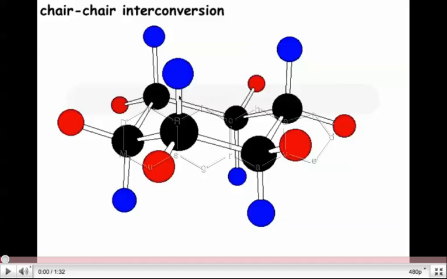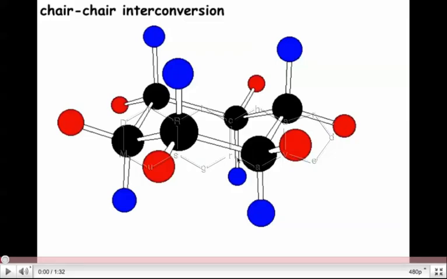The red ones are what we call equatorials because they're sticking outwards from the ring and they're kind of like around the equator of the ring. Now those are also sticking up and down as well, but just a little bit up and a little bit down. Like this one's a little bit down, this one's a little bit up, this one's a little bit down, this one's a little bit up, this one's a little bit down, this one's a little bit up.